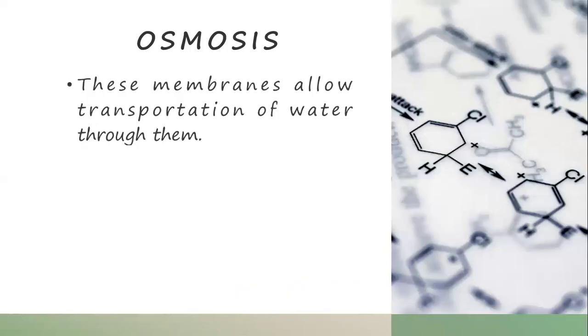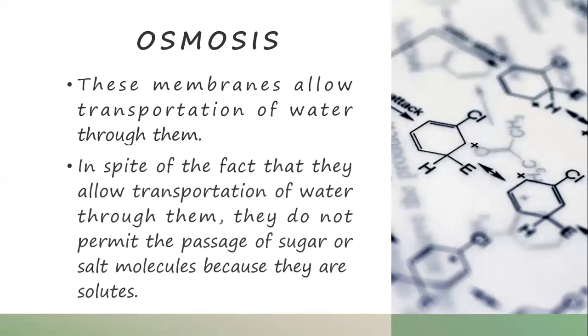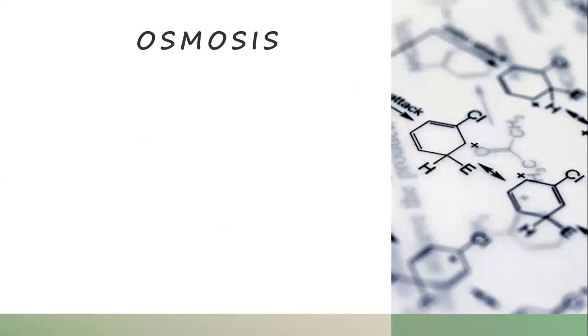Now, these membranes simply allow the transportation of water through them. In spite of the fact that they allow transportation of water, they do not permit the passage of sugar or salt molecules because they are solutes. So in the osmosis process, there is transportation of water through the membranes, without allowing other solutes, maybe sugar or salt molecules.